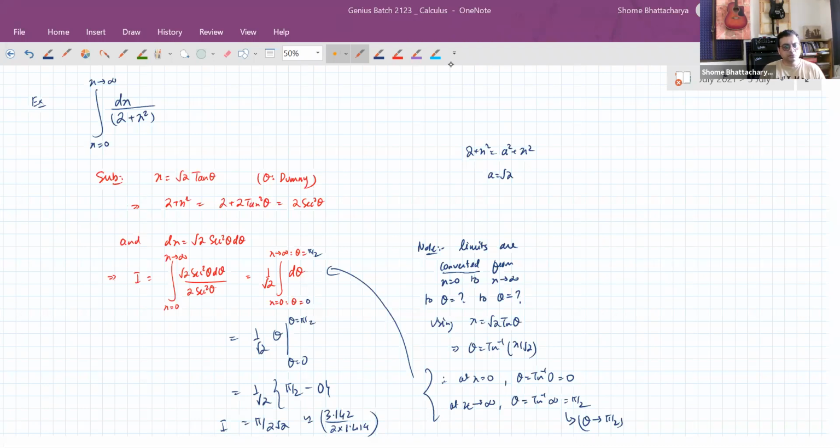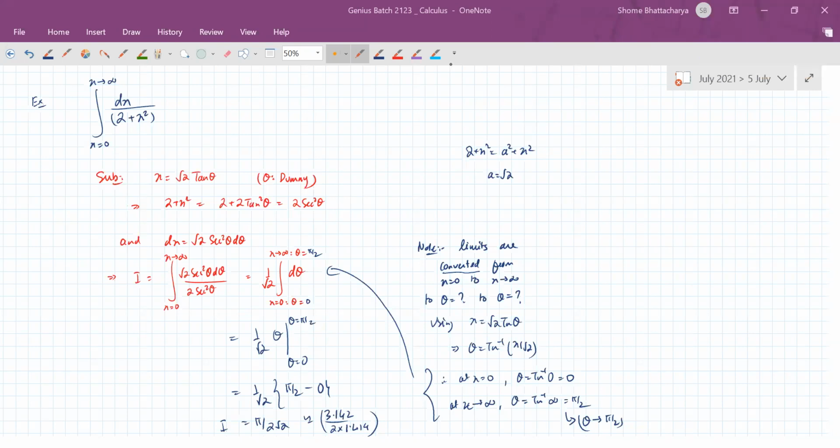Yes, Bhavika, we will be doing more examples where we will convert the limits also using the substitution. Okay, sir. Thank you.